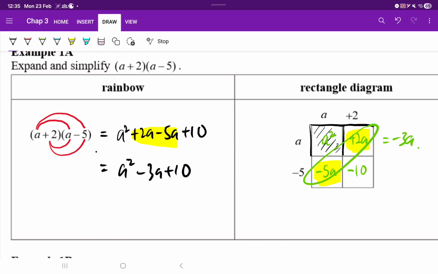Yes? Oh yeah, minus 10. Sorry, thank you, you are right. So it's minus 10, very good. Any other mistakes I made?